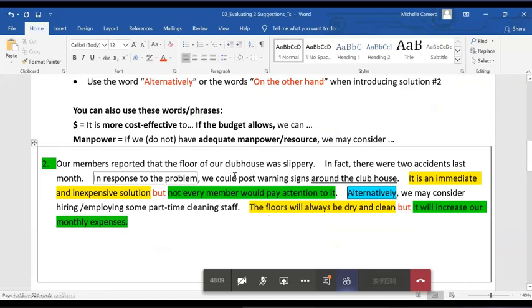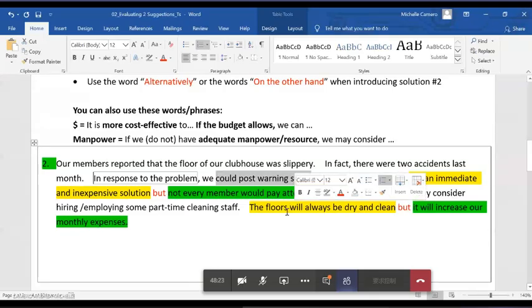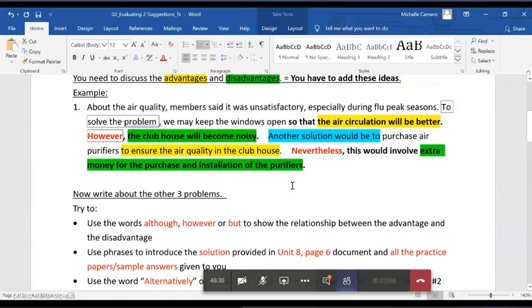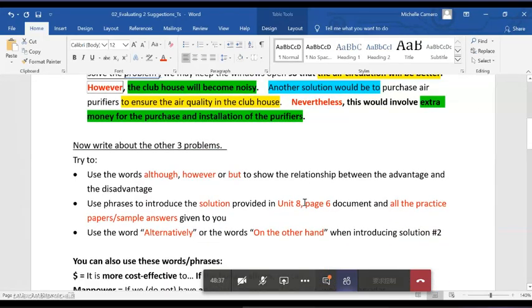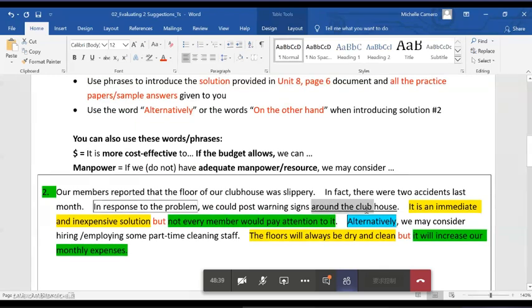Oh, here, right here. It says we could post warning signs around the clubhouse. The reason why they underlined around the clubhouse is because this is an example of giving extra details about the solution. So this is the solution, post warning signs. And then this is an added detail, okay, around the clubhouse. Because if you look up here, post warning signs, it doesn't say anywhere any words around the clubhouse. So they were giving more details about the solution.